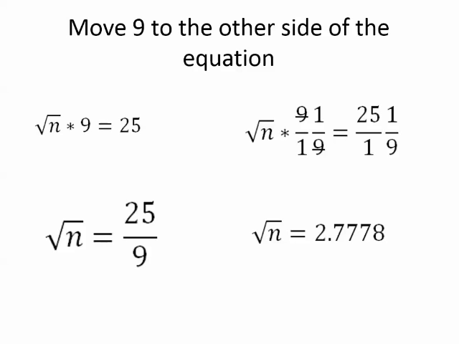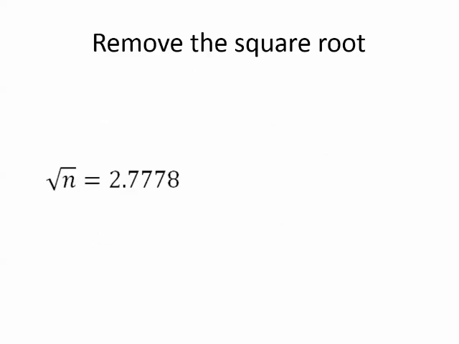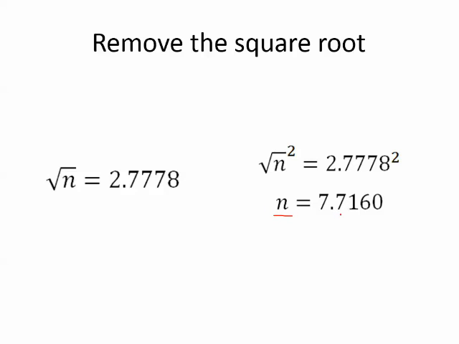And so now we have to ask ourselves, how do we get rid of that? And the answer is, we have to remove the square root. So we square both sides. And when we square both sides, we get rid of the square root, as you can see right here. And this is what we get. So in order to have a standard error of 9, we need to have a sample of 7.7160.